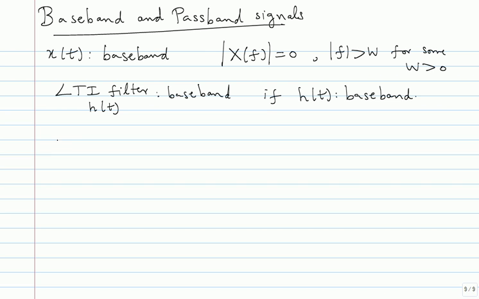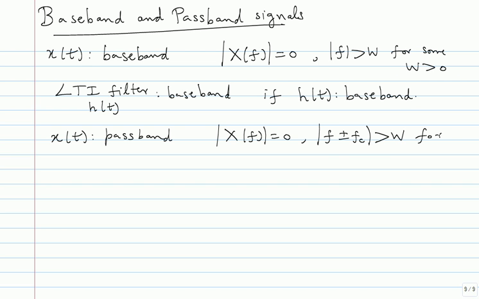We have a similar definition for passband. x of t is passband if mod x of f equals 0 for mod f plus or minus fc greater than W, for some fc greater than W greater than 0. So around a certain center frequency, for a small band, you have non-zero spectrum. Everywhere else it is 0. That becomes a passband signal. Similarly, you have an LTI system being passband with impulse response h of t being passband if h of t is passband.